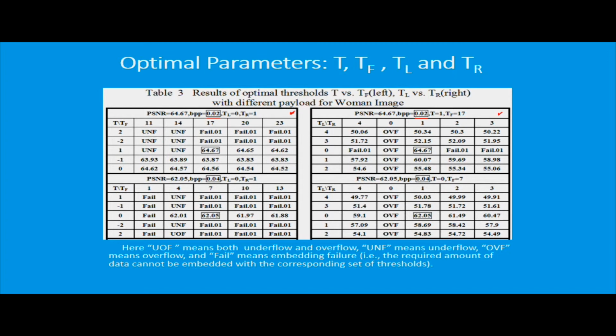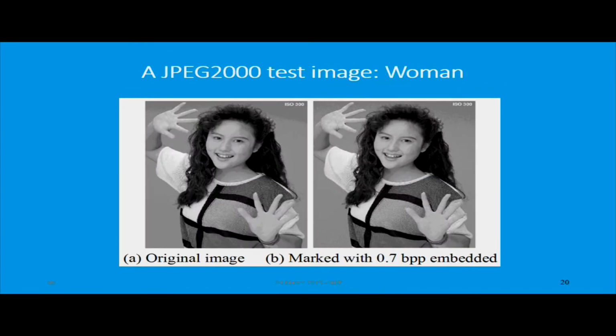The top one is 67 dB. The bottom one is 62.05 dB. So by adjusting these 4 parameters, we can get the optimum. And this is one of the test images utilized by JPEG 2000. The left-hand side is the original image, and the right-hand side is the image with the data hidden inside. The amount hidden is 0.7 BPP. BPP stands for bits per pixel. So every pixel can hide 0.7 bits, and with 512 by 512, almost 250,000 pixels, we can hide quite a lot of data.